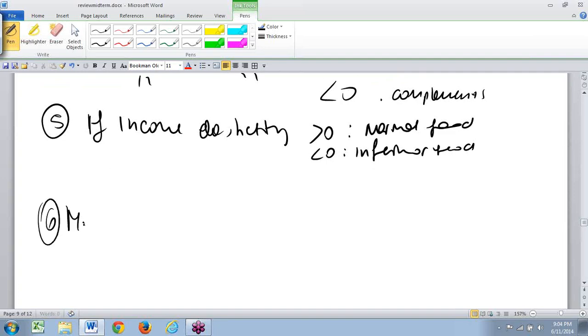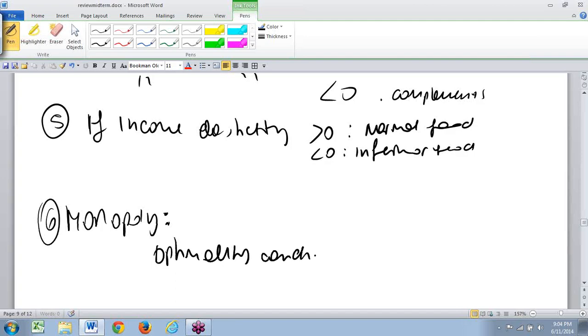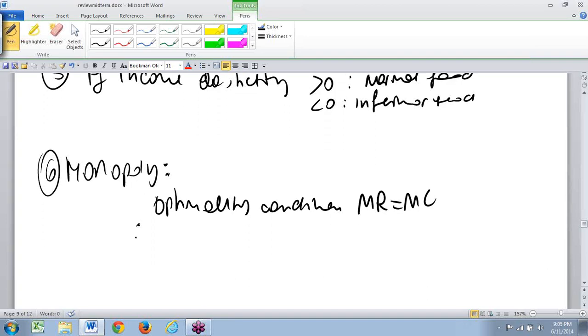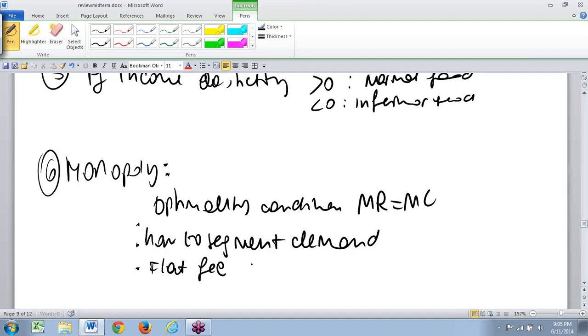Then for monopoly, you need to know the optimality condition: marginal revenue equal to marginal cost. And you need to know how to segment the demand. And you need to know the exercise we did before. You need to know how to set the flat fee and the per hour fees, the per hour price.